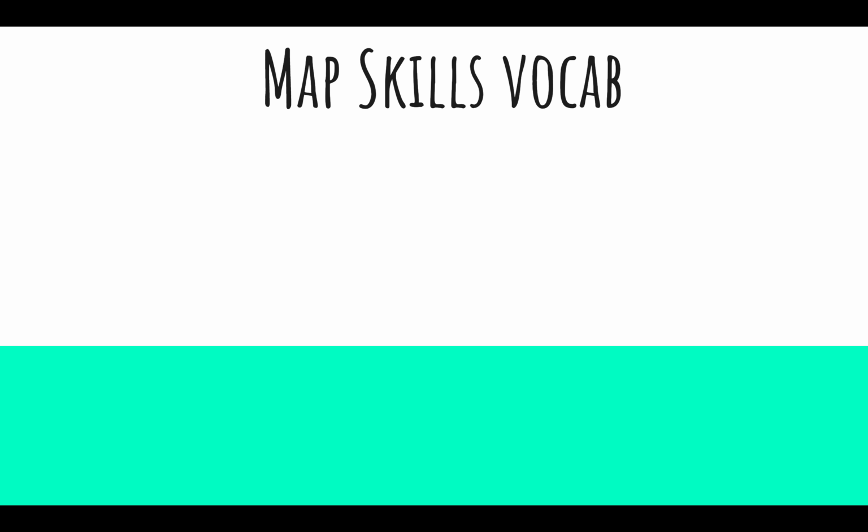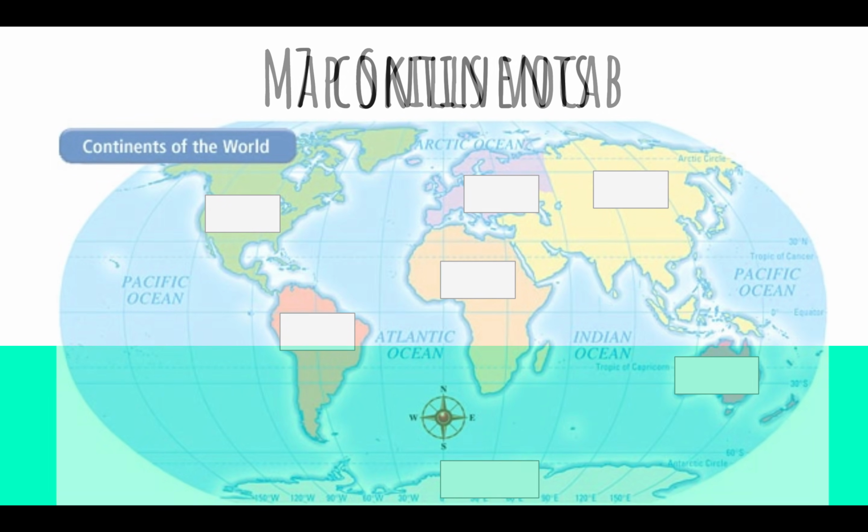You'll see the words on screen, and just as I said in the instructions, write down those keywords, draw a little picture to represent each one, write the definition in your own words, and use it in a sentence. Okay, let's get started with our map skills vocab. These words will come up throughout the year, so it's good to have a good understanding of them because we'll hear them a lot.